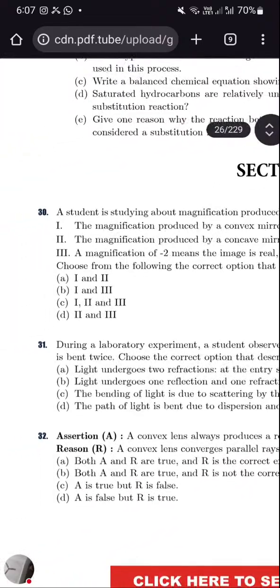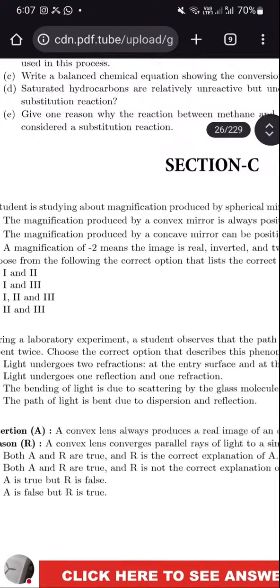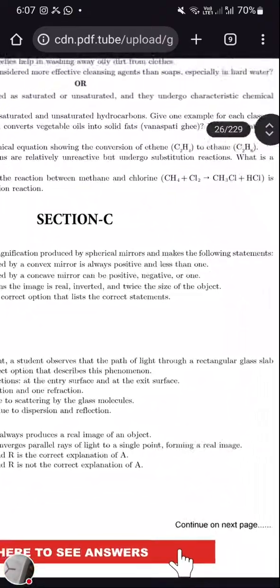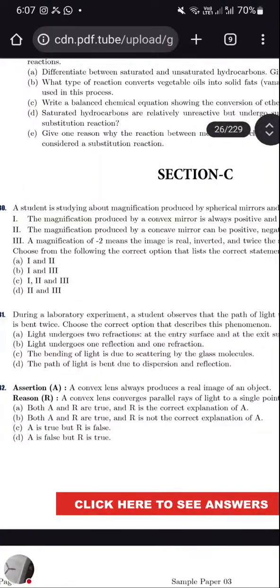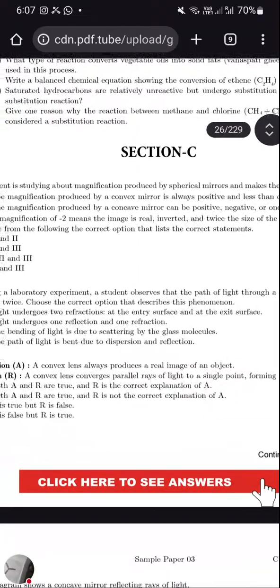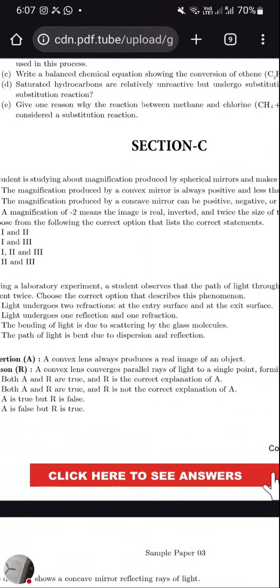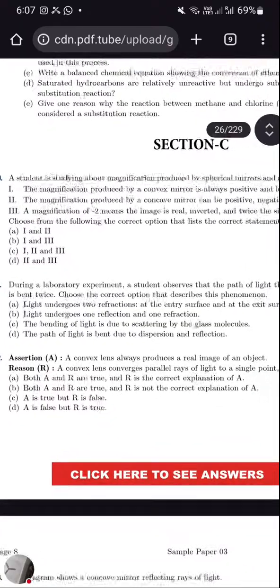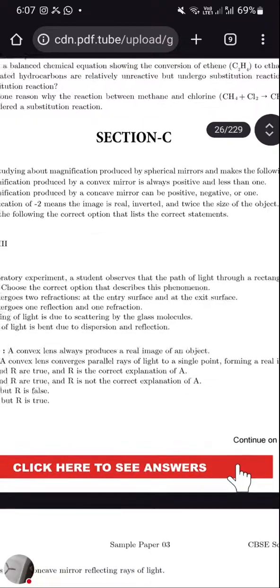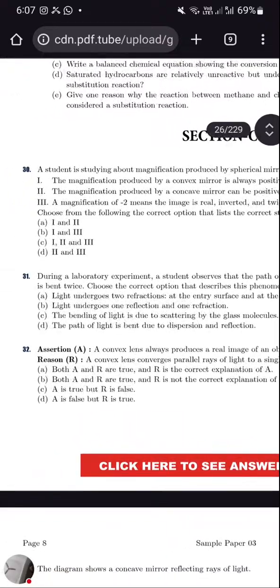Now the next question. A student is studying the magnification produced by spherical mirrors. Now we started with the physics part. The student makes the following statements. First, the magnification produced by a convex mirror is always positive and less than 1. It's true because the convex mirror always forms a virtual and erect image. Second, magnification produced by a concave mirror can be positive, negative or 1. So this statement is also true.